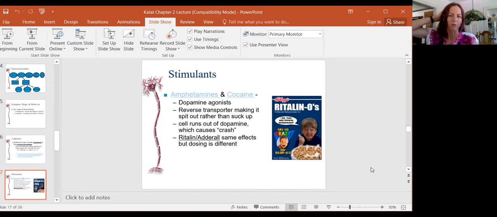Okay, so let's take a look at some drugs. One is a stimulant, amphetamines and cocaine. Stimulants tend to be dopamine agonists, and therefore they tend to be very addictive. What these drugs do is they reverse the transporter for dopamine. So remember that the transporter is involved in reuptake. The transporter will suck up that neurotransmitter again. If you reverse the transporter, then you push out more. You push out more instead of sucking it up.